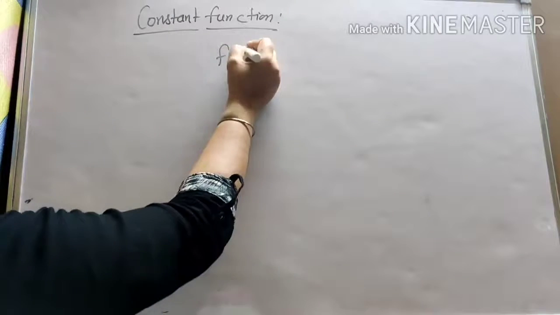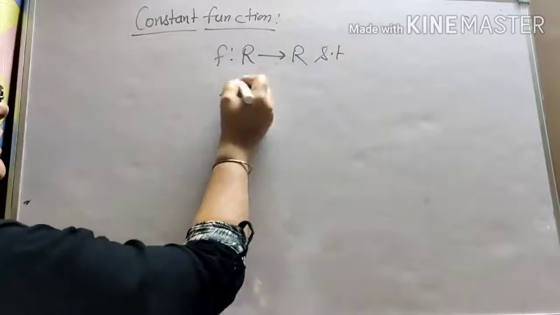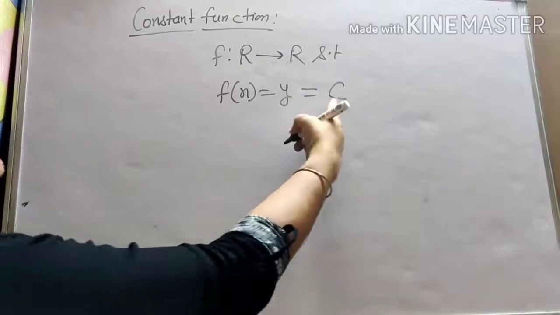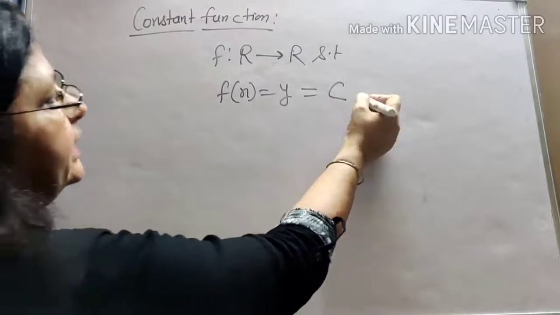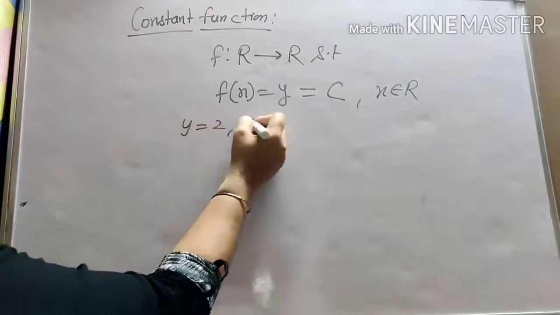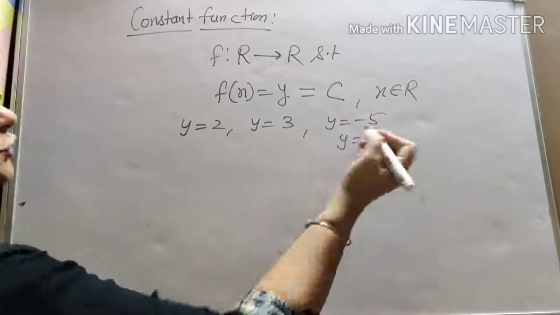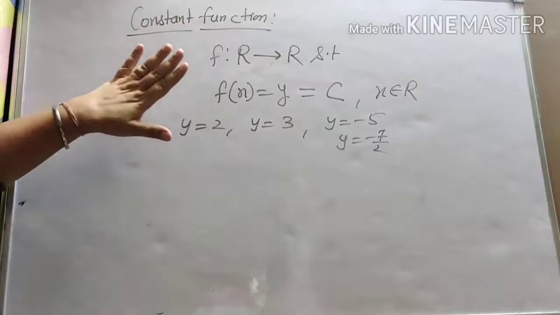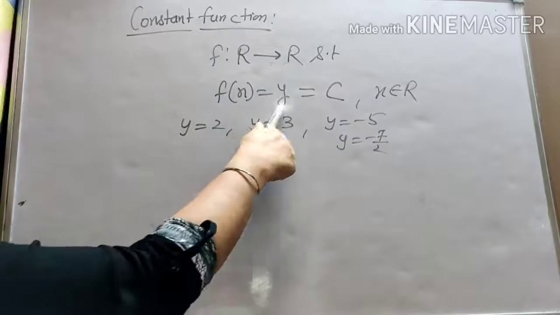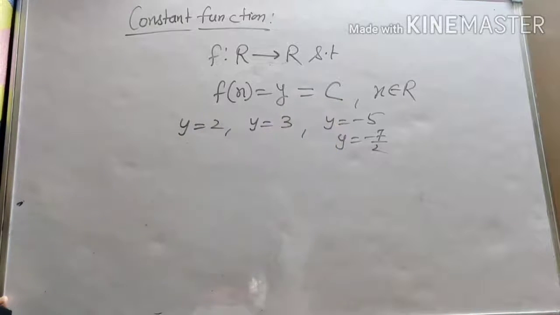Now, the second type is the constant function. If a function is from real to real, such that f(x), or we can say y, is equal to c, where c is some constant and x belongs to R. For example, y equal to 2, y equal to 3, y equal to -5, y equal to -7/2, and so on. So this function is called a constant function. Y equal to c is called a constant function where x belongs to R.